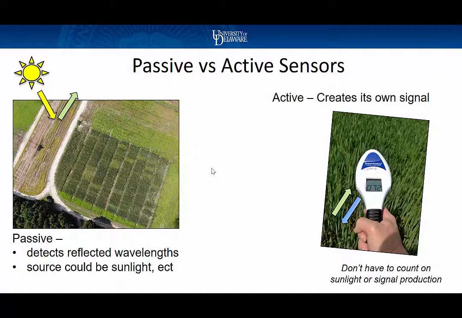GreenSeeker is different. It's an active sensor. It creates the signal. It creates the wavelengths that bounce off the crop and come back. That's why GreenSeeker doesn't have to rely on sunlight, because it creates its own signal. So that's an active sensor. Most of the sensors that I use in a drone or we put in planes, a lot of those are just passive sensors.